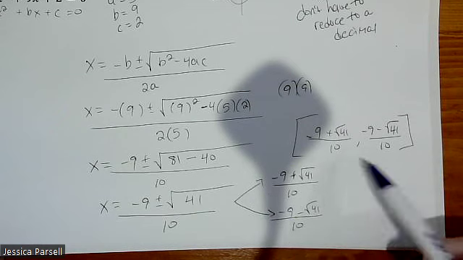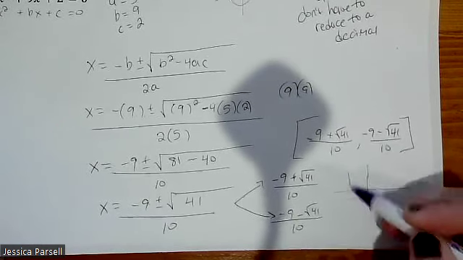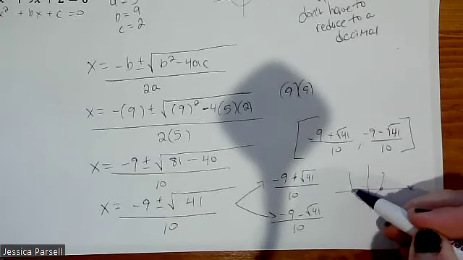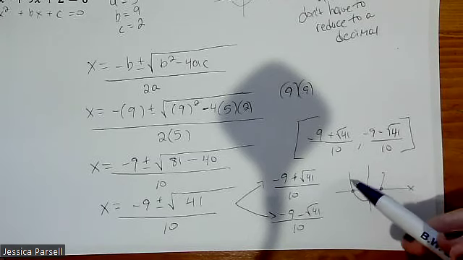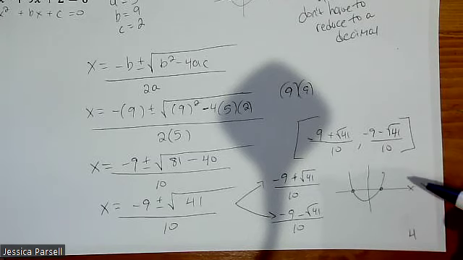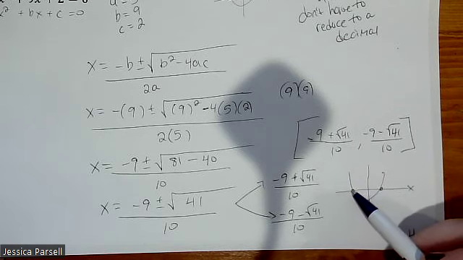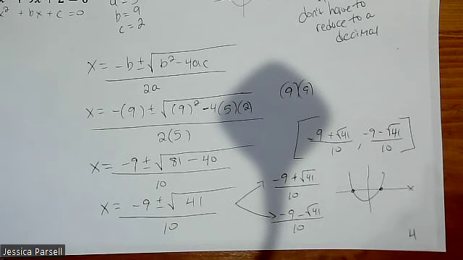So these are two roots, two solutions, two x-intercepts, right? I'm just drawing a picture of a random parabola here, but this is potentially one root or solution or intercept, and that is the other one.